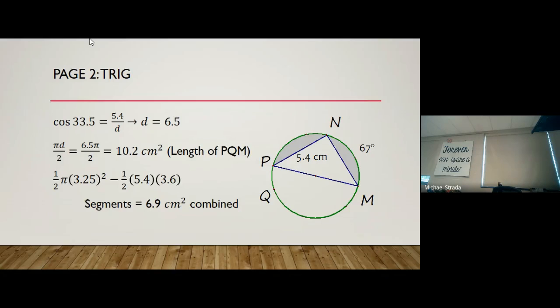And then the combined shaded area is 1/2 pi 3.25 squared, because the radius is 3.25, so that'd be the area of the whole thing, minus once again the area of the triangle, which is 5.4 times 3.6. Where did you get that 3.6? This angle is 67, the arc. Inscribed angles are what fraction of the intersected arc? Half. 33.5.